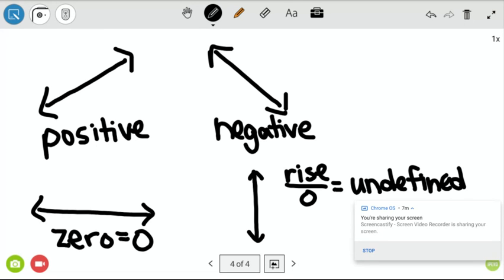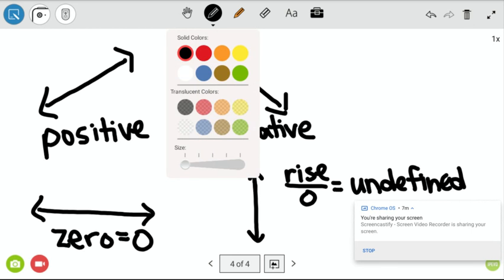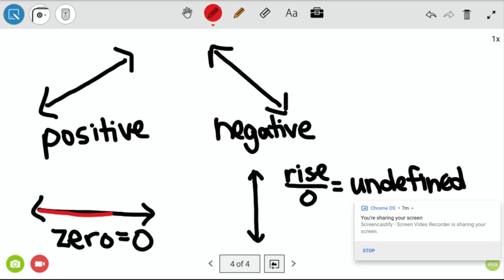So a horizontal line right here gives us a 0 slope. A vertical line gives you a slope that we actually say is undefined. So we never leave it as like 7/0. We actually write the word undefined.